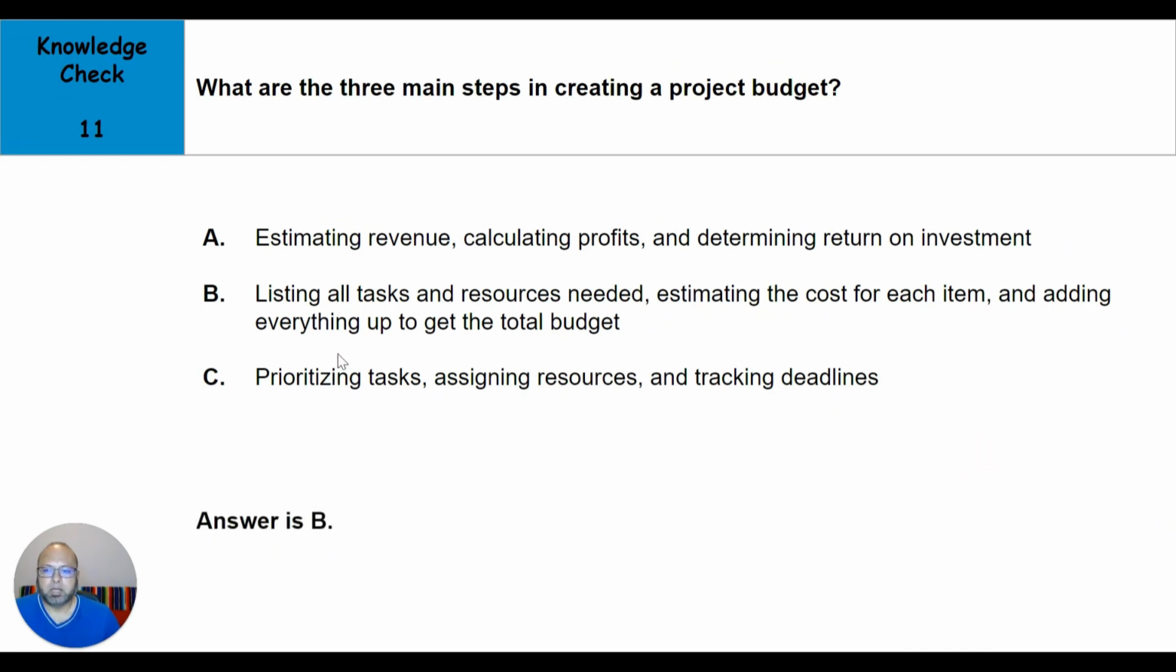The answer is B. Listing all tasks and resources needed, estimating the cost for each item, and adding everything up to get the total budget.